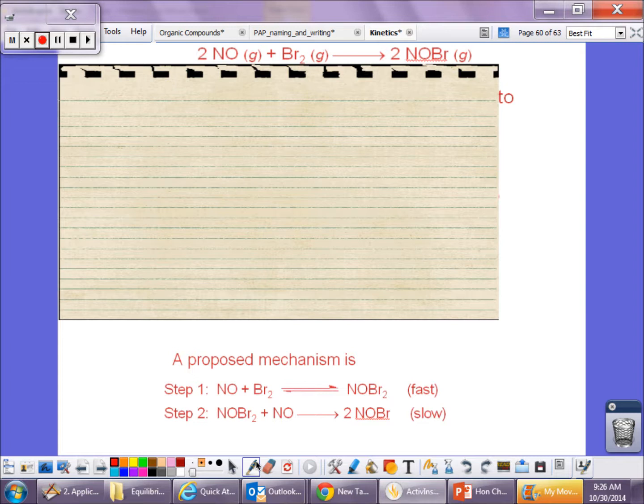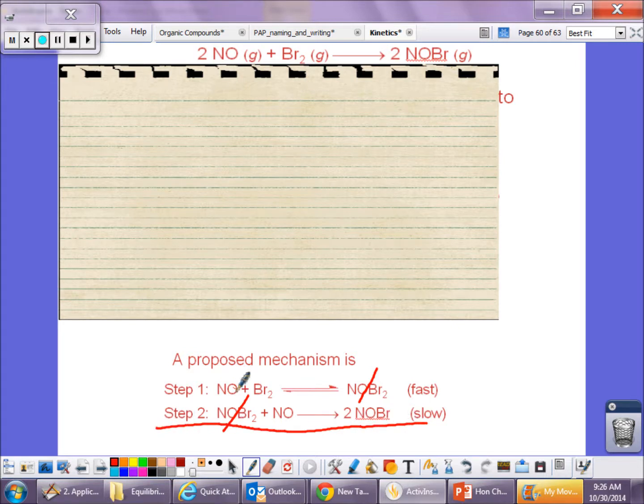Before we do that, why don't we cancel the intermediate? If there is any intermediate, this is an intermediate. I cross it out because it is formed here, and it is used up in the next step. Let's see if there is anything we need to cross out, just like you did in Hess's law. You cross out any catalyst, you cross out any intermediate, and then I add them up.